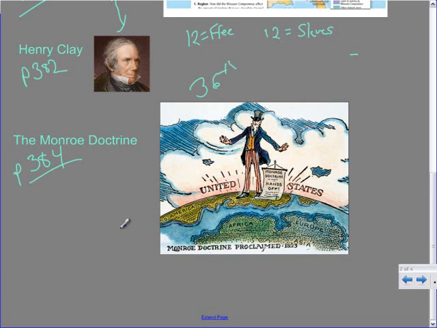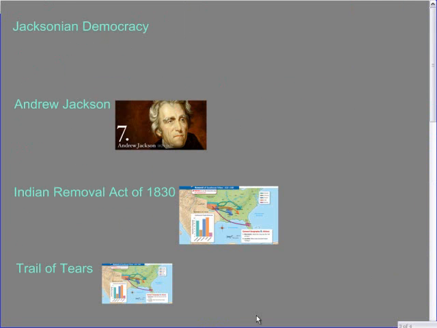All right, that brings us to the end of Chapter 11, so let's move on to Chapter 12 with Andrew Jackson. When Andrew Jackson is elected to the presidency, things change with who can vote and how they can vote. We call this change in how he runs the country Jacksonian democracy, and that term is on page 397.